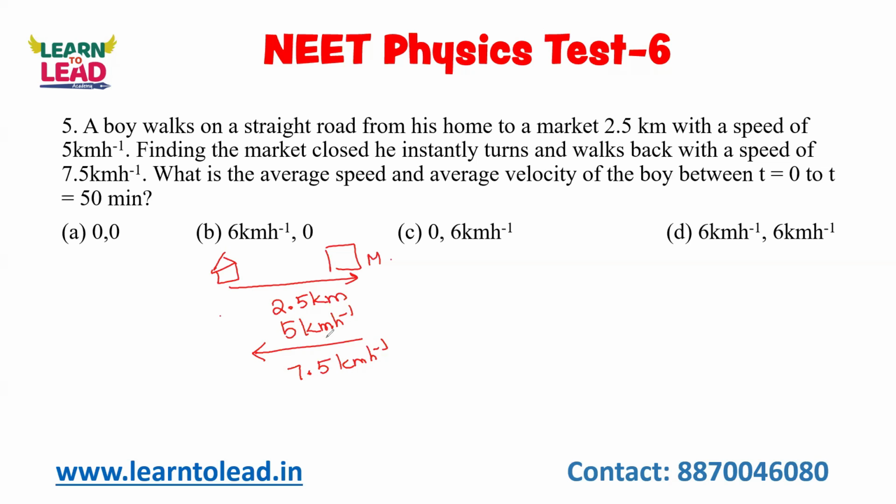Average velocity is net displacement by time. Net displacement is final position minus initial position. Here the final position and the initial position are both home. As net displacement is 0, velocity is also 0. First they are asking the average speed and average velocity. Which option has 0 km per hour? Option A and option B both have average velocity as 0. So option C and option D are definitely not my answer.